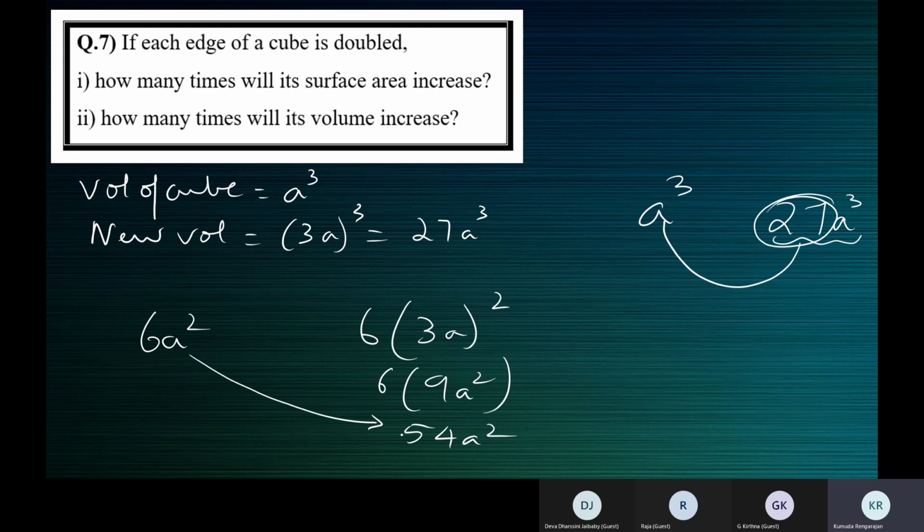6a square becomes 54a square. 6 into what is 54? 9. So 54a square is 9 into 6a square. So the new surface area is 9 times, not 54 times, because original is 6a square and new is 9 into 6a square, 54a square. So the new surface area is 9 times the original surface area. Correct, children? Yes, ma'am.